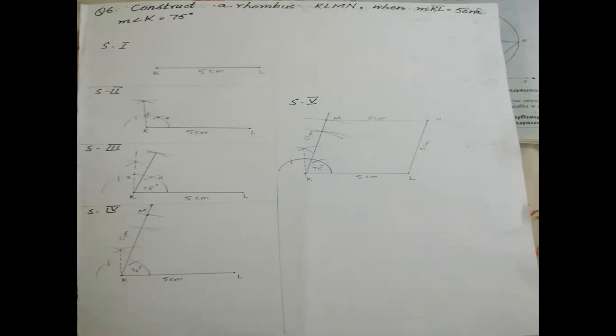In the 5th step, with the same radius of 5 centimeters, put your compass on point L and draw an arc. Then with the same radius, put your compass on point M and cut the first arc. Both arcs meet each other at point N. Now you join N with L and N with M. This will be the required rhombus.